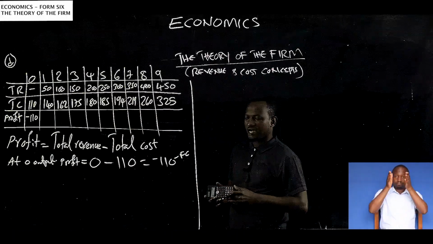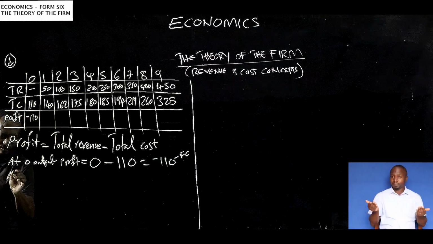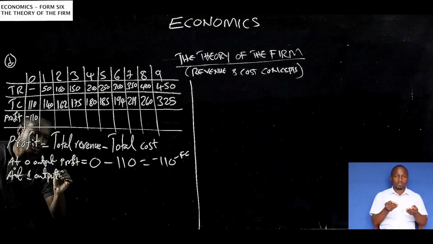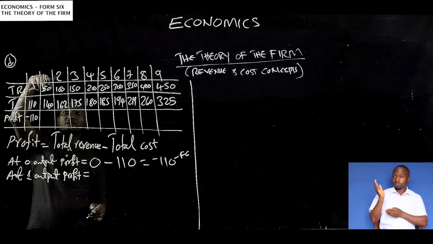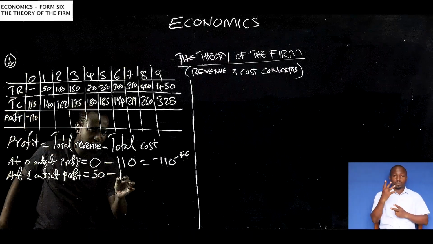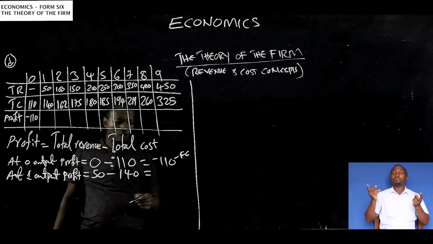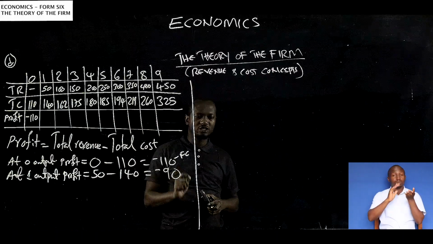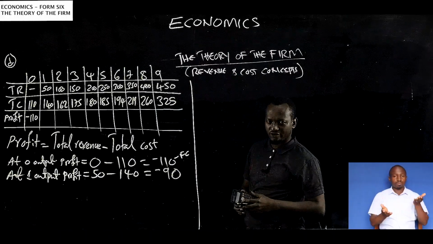At one, now we have revenue. So at one output, profit, we have to take total revenue at one, this amount, minus this amount of total cost. Here, we also get negative 90. This is also loss because total cost is greater than total revenue.